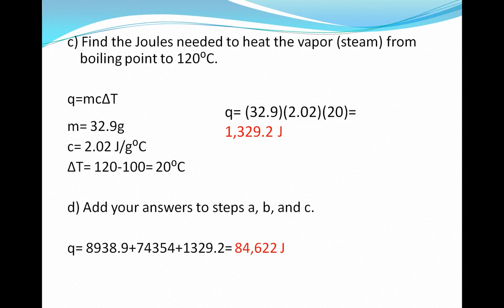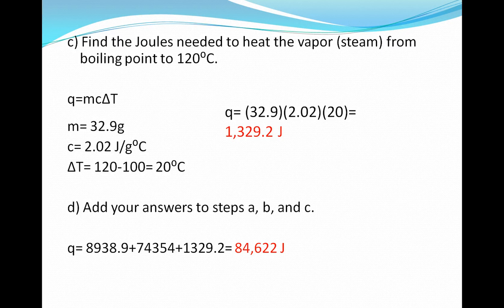Part C says to find the joules needed to heat the vapor from boiling point to 120 degrees Celsius. This is no phase change, so use Q equals MC delta T. You're given your mass. Your C value is 2.02 because it's steam. And your delta T is 120 minus 100, you get 20 degrees Celsius. Plug that into your equation, and you get 1,329.2 joules of energy.